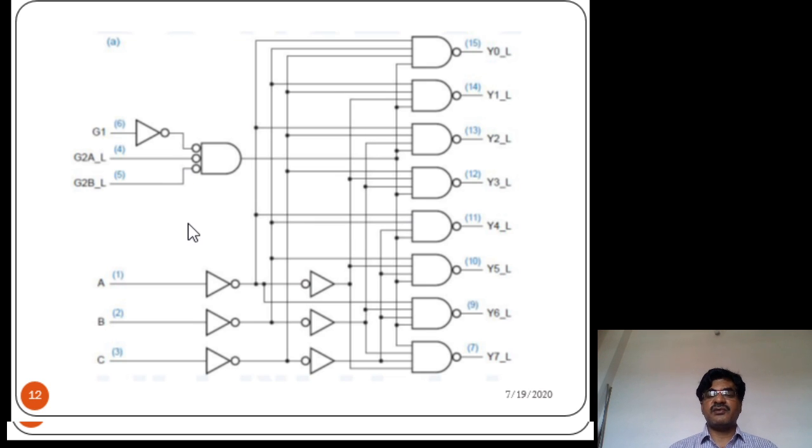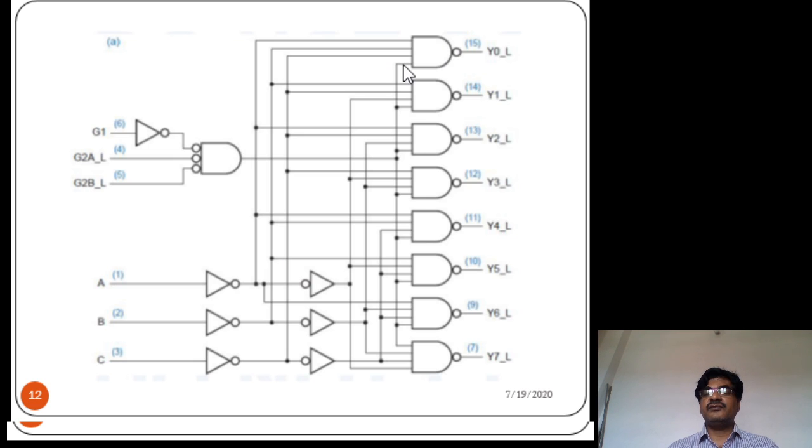In a similar fashion, in what way we developed in the case of 2 to 4, the same way. No need to learn this diagram by heart. Simply use one enable and the rest is the same. Suppose you take Y0. Y0 is active when A is 0, B is 0, C is 0. So the equation is A bar, B bar, C bar. So A bar, B bar, and C bar inputs are connected as data inputs to this NAND gate.